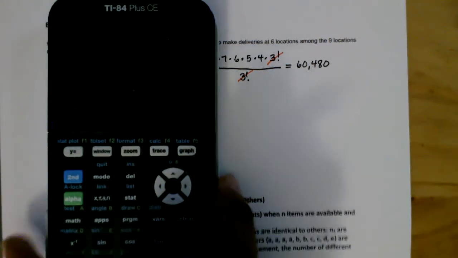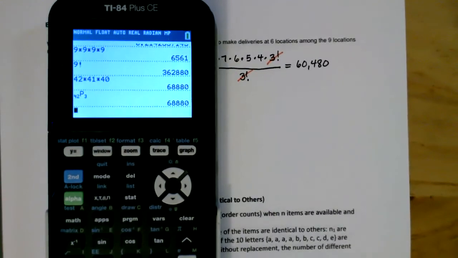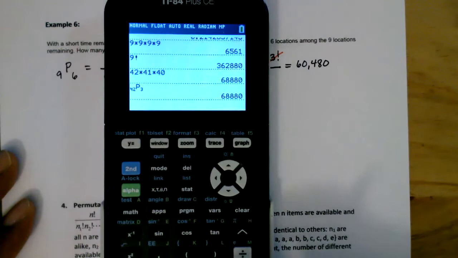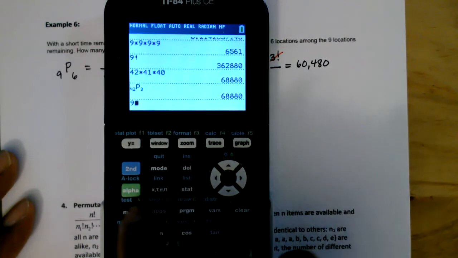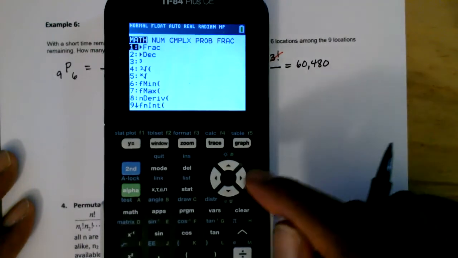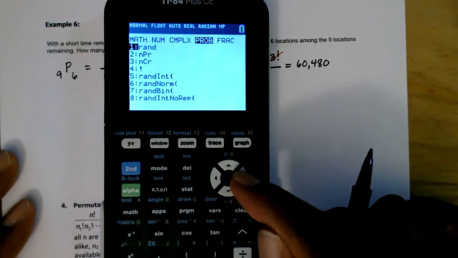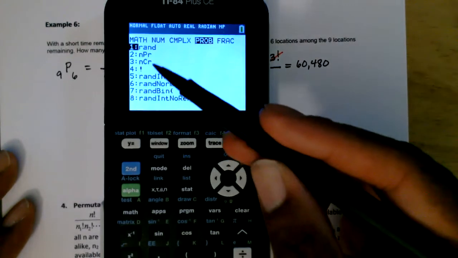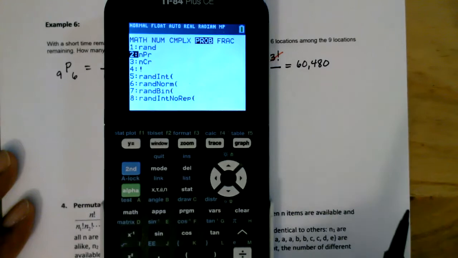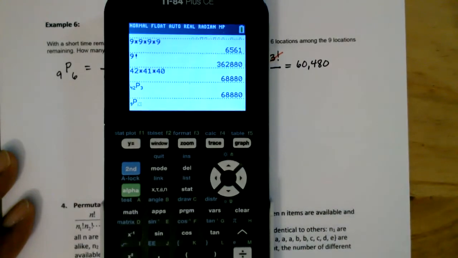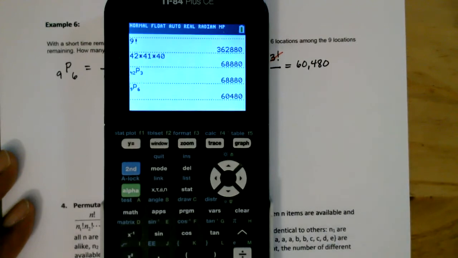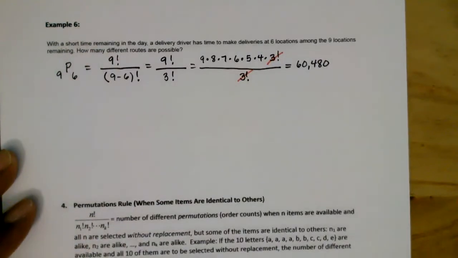And again, you can do this in the calculator by typing in, for 9P6, I type in the number 9 first and then press the math key. Right arrow to PROB, and then select menu item number 2, which is nPr, press enter. And then type in the number 6 and then press enter. You'll see that it's 60,480, which is what I came up with.